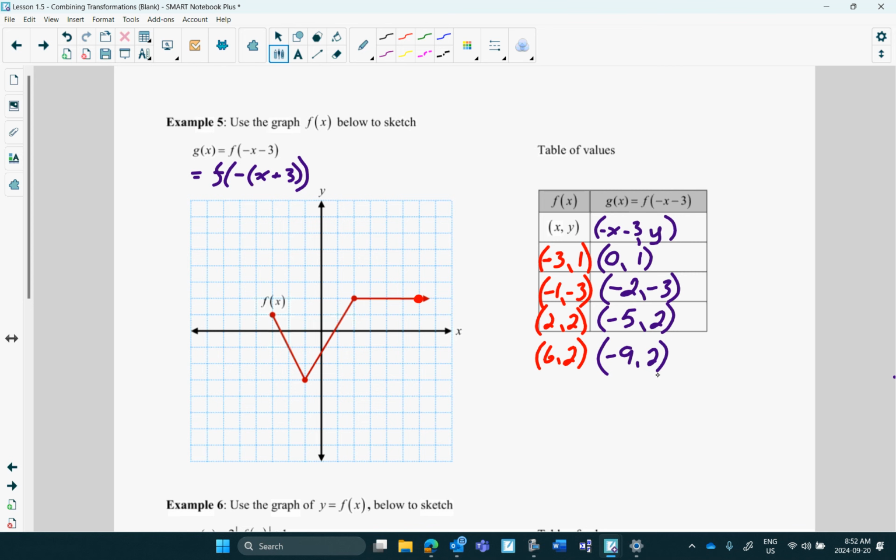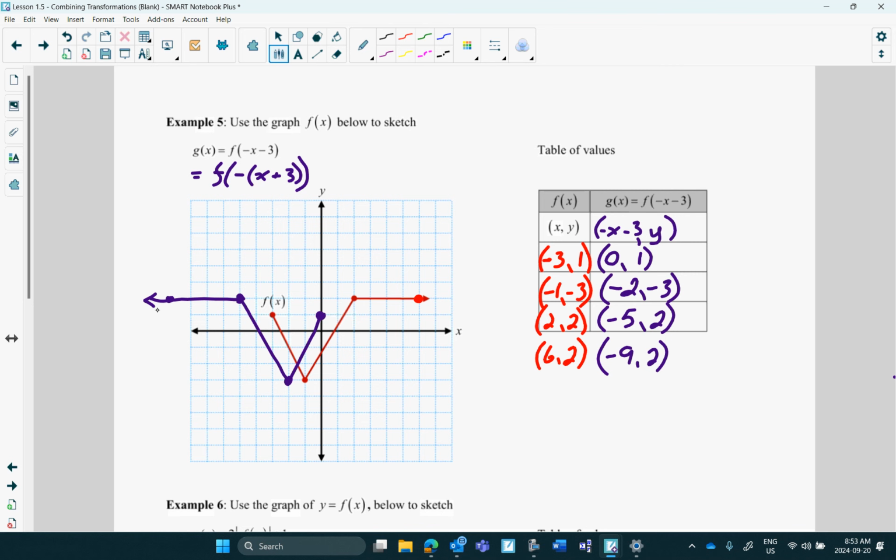Notice how when I take my reference points from the original, I always start at the furthest left and work my way right. Because that way, on my new graph, I'm going to be starting to the left and working to the right and connect as I go. So 0, 1, negative 2, negative 3, connect like so. Negative 5, positive 2, connect. And then negative 9 is out here. So it's going to go like that.